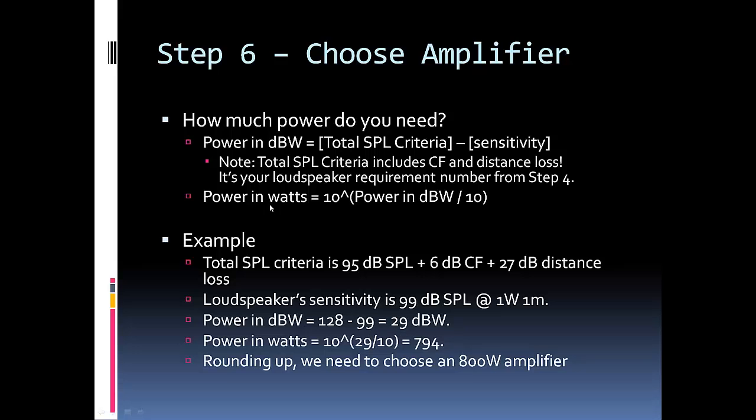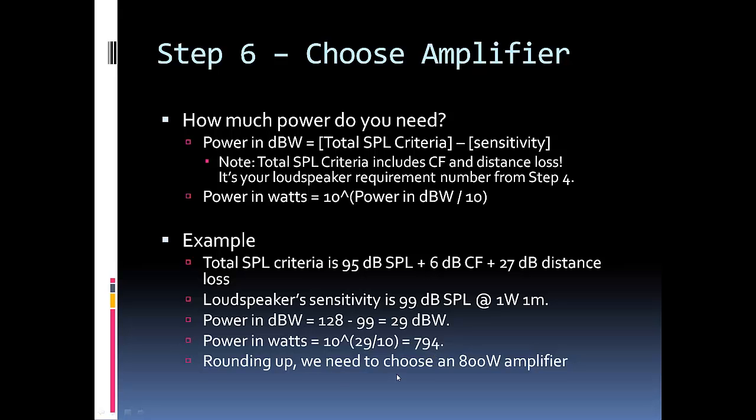Now, to derive power in watts from power in dBW, we use this formula of 10 to the power of power in dB watts divided by 10. That may look familiar. It's a similar equation to derive volts from dBu. But in this case, deriving watts from dBW is 10 to the power of the power in dBW divided by 10. So plugging in the numbers, power in watts equals 10 to the power of 29 divided by 10, which is 10 to the power of 2.9, which gives us an answer of 794. And we can round up and just choose an 800 watt amplifier.